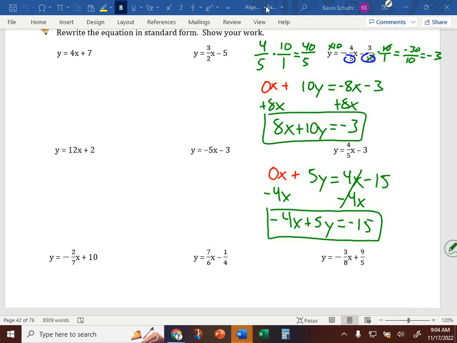Good stuff. Paul, what are you looking at? Yep, Paul's looking at that 7/6 minus 1/4. The LCM for that one is going to be 12.